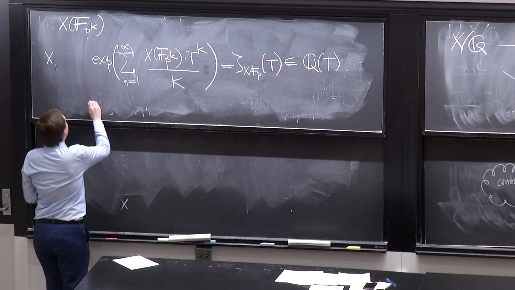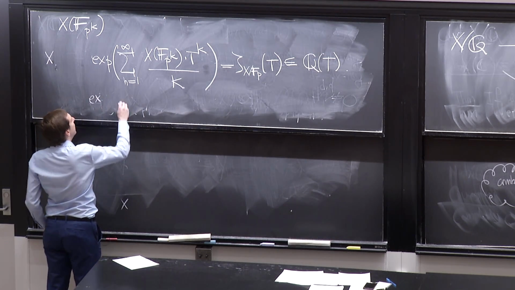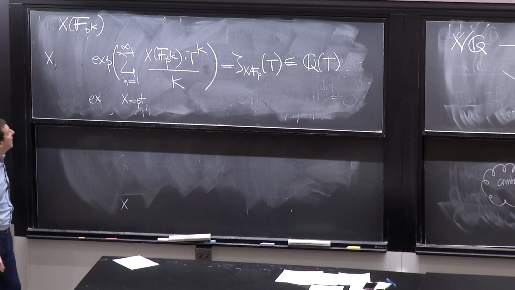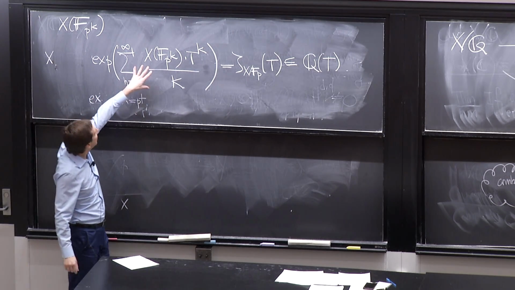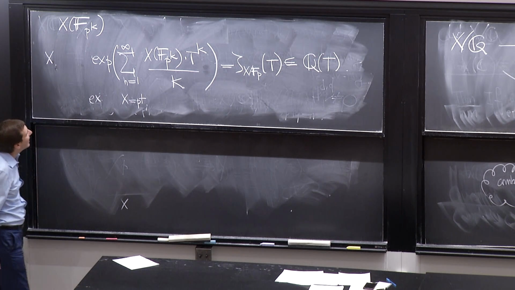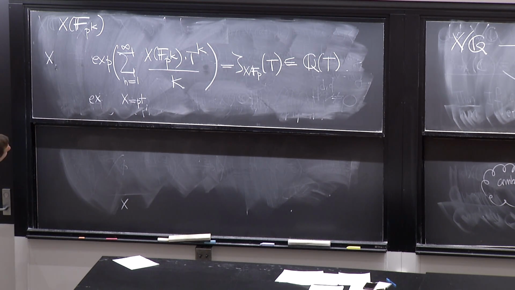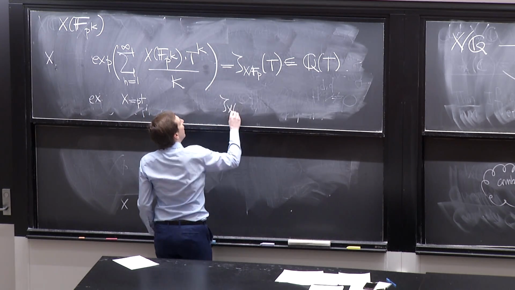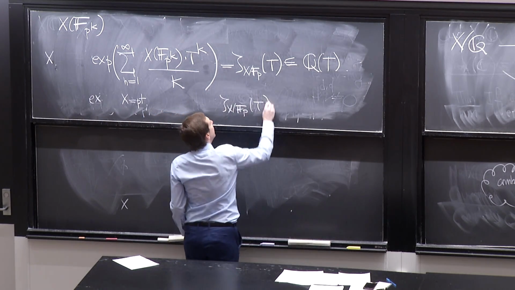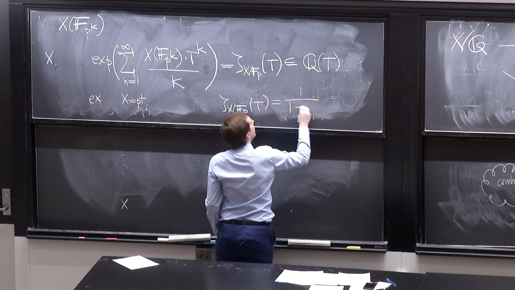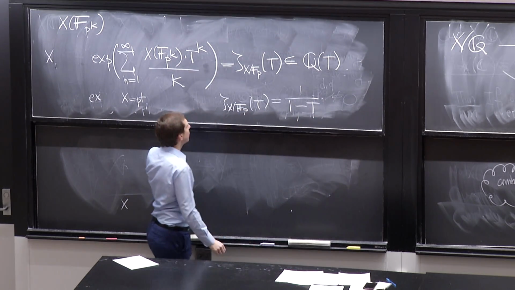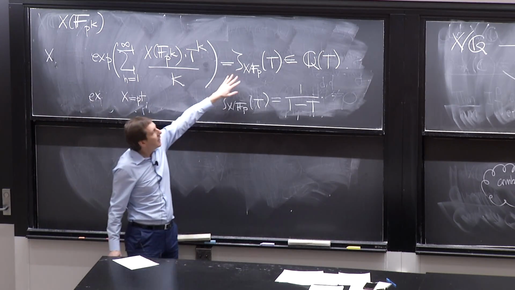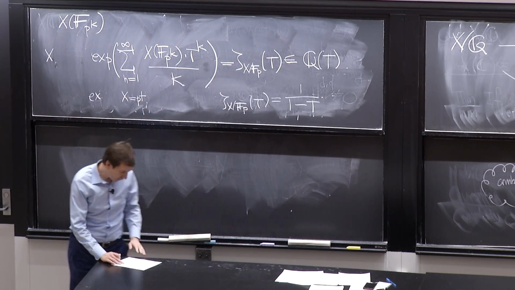Okay. So, for example, let me do the case where X is a point. Then all these numbers are 1. You recognize this as basically minus log of 1 minus t. And so the corresponding zeta function in this case is 1 over 1 minus t. So even getting this far for algebraic varieties over a finite field is a non-trivial task.